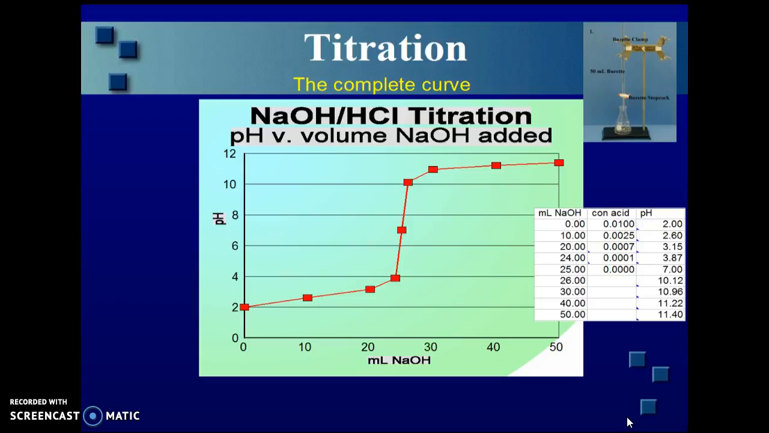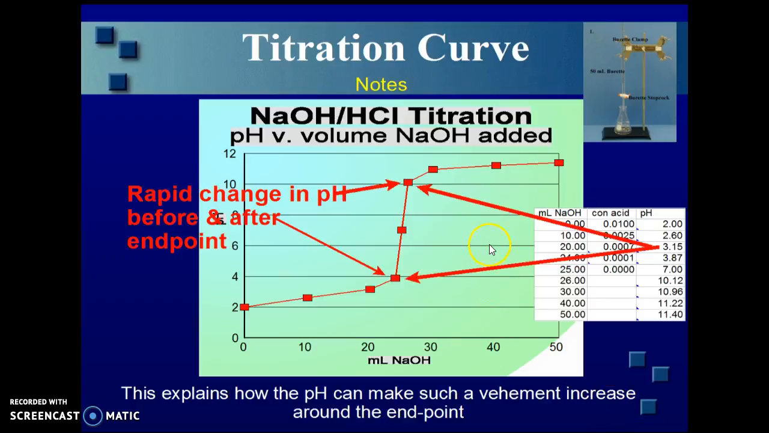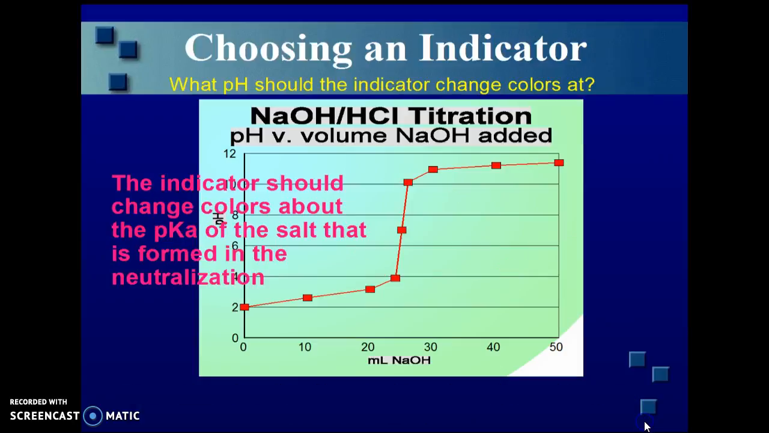We've got the milliliters of sodium hydroxide added, and up until the point where the acid is gone, we use the acid to calculate the pH. After that, we use the base to calculate the pH. There's a rapid change in pH before and after the equivalence point. Here you can see that on the graph, you can see that in the numbers. So this explains how the pH can make such a vehement increase right around the equivalence point at pH 7.